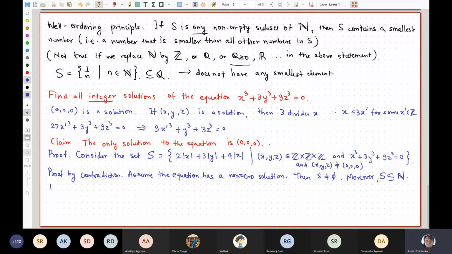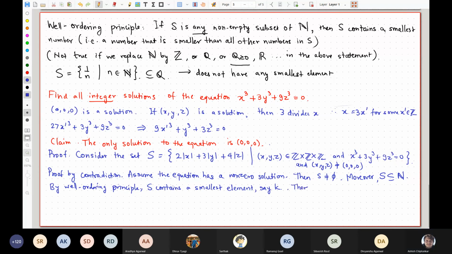So by well ordering principle, S contains a smallest element. Say call that element K. Right. So now why is K in the set S? So since K is in the set S, so then what happens?